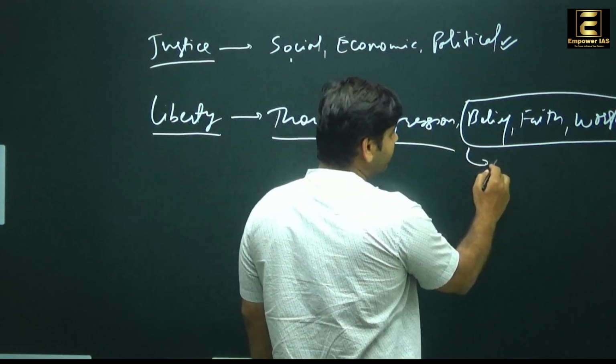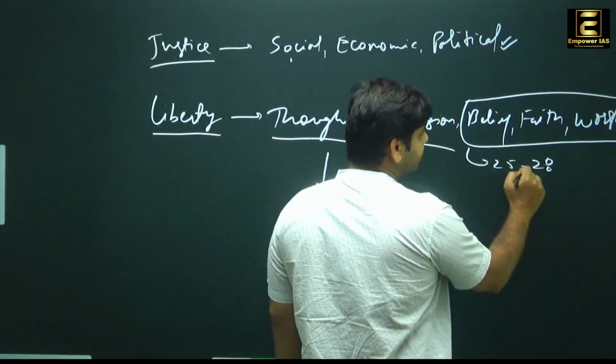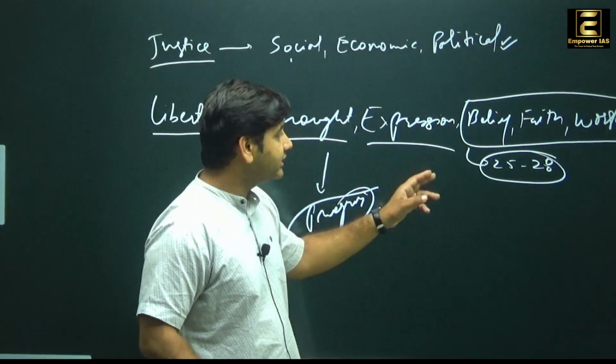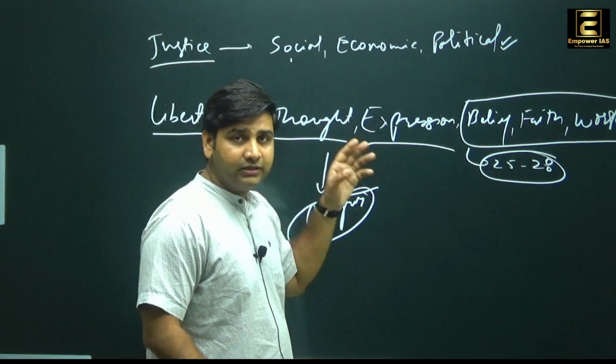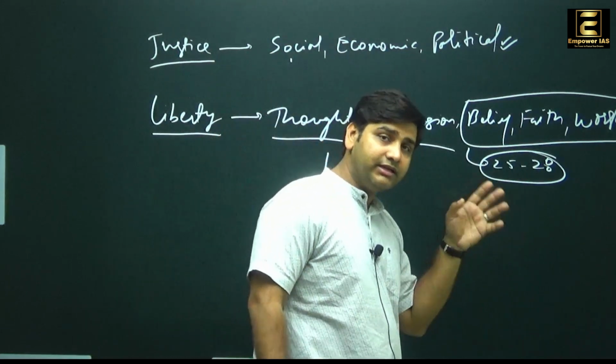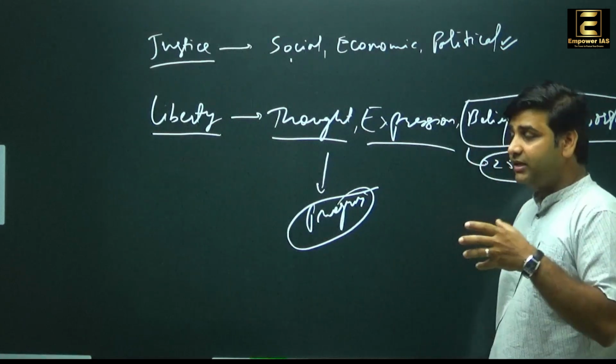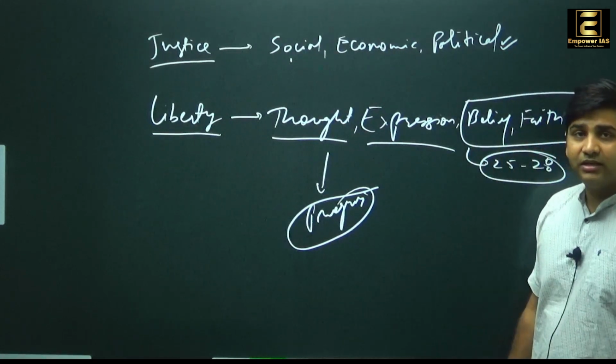This is ensured under Articles 25 to 28, which are again the fundamental rights. Also Article 16, 15, 14, Article 17, Article 18. Under these articles, religion cannot be a basis to discriminate people.